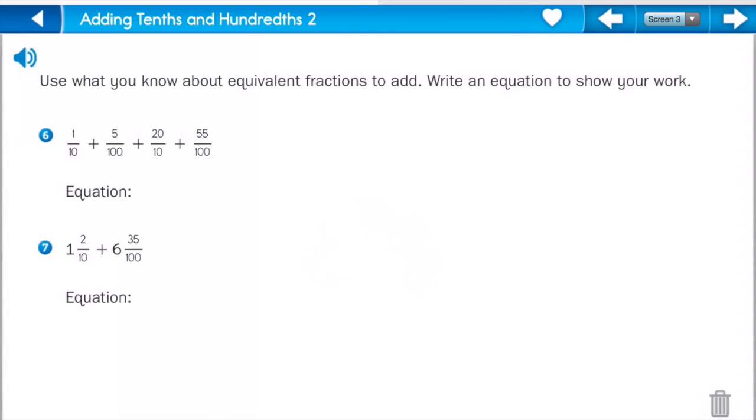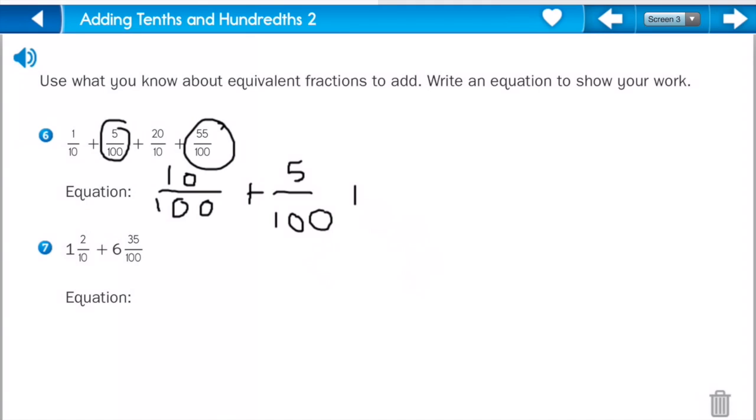I need to make sure my denominator is 100. So for 1 tenth, I'm going to make my denominator hundredths to match this one and this one. And then I know that I use the 0 as my hero trick, so if I put a 0 down here, I need to put a 0 up here as well. And so then I can leave 5 hundredths where it's at. Now I have 20 over 100.